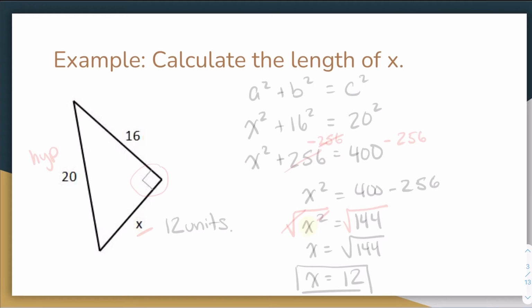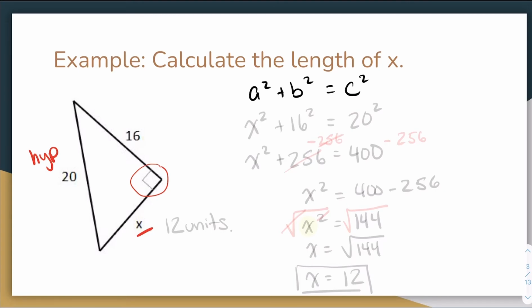Calculate the length of x. First, I just want to indicate which one is my hypotenuse so that I don't get confused. If my right angle is here, then across from it is 20. So 20 is my hypotenuse. I'm trying to find x. I'm going to start by writing down my formula. a squared plus b squared equals c squared.